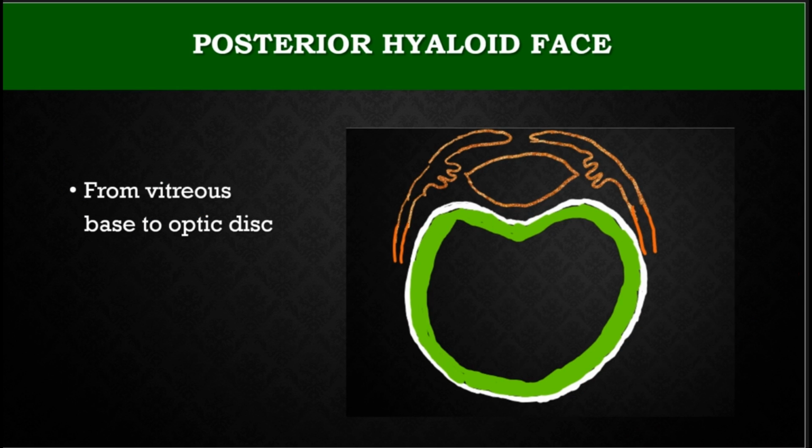Now, what is meant by posterior hyaloid? The posterior hyaloid membrane basically comes from the ora serrata and it reaches up to the optic disc. The part of the hyaloid layer from the ora serrata right up to the optic disc, or from the vitreous base right up to the optic disc, is known as the posterior hyaloid membrane.